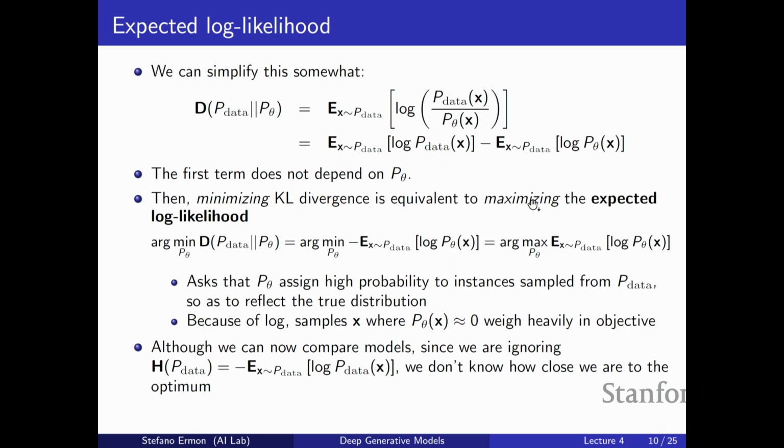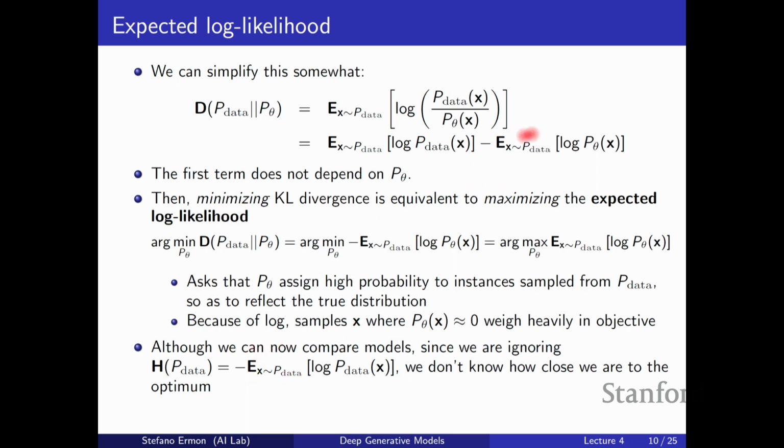And for those who have seen this in other classes, that's basically the entropy of the data distribution. And that's kind of like telling you how hard it is to model the data distribution, or how random is the data distribution to begin with? How hard is it to model the data distribution if you had access to the perfect model?